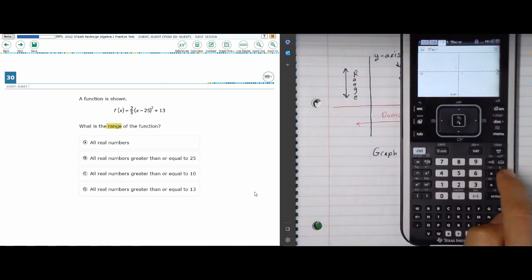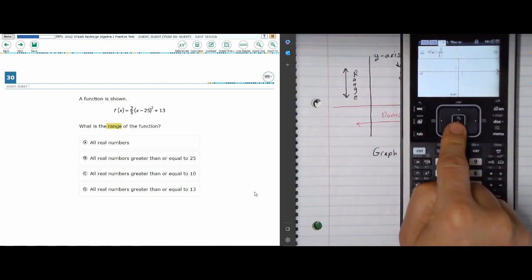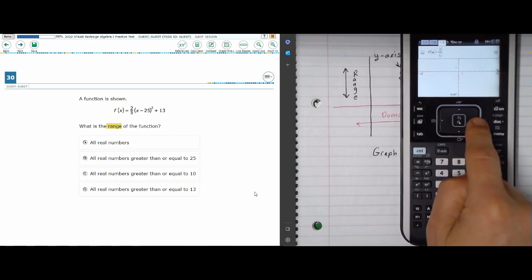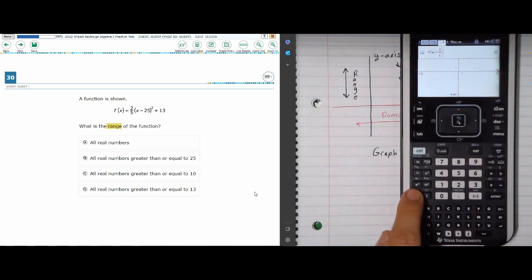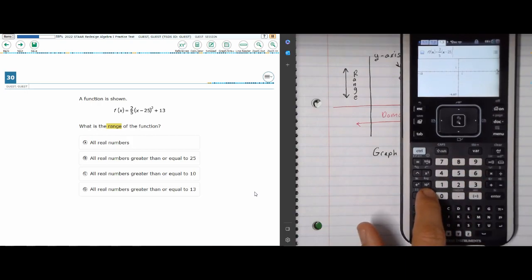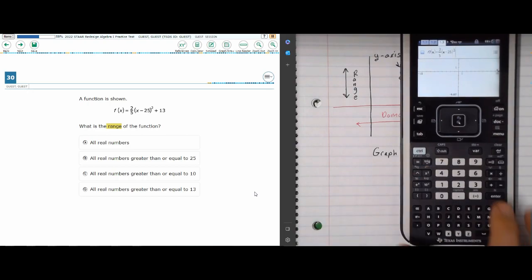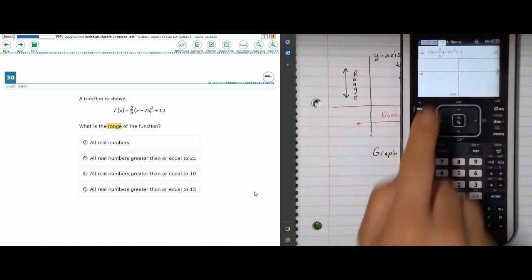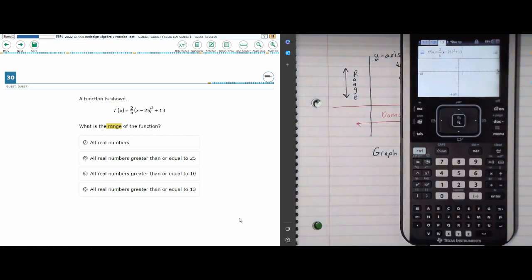So all I got to do is start with my fraction, 2 over 5. And then I'm going to put a parenthesis. And then it says x minus 25. So x minus 25. Close parenthesis. And then it says squared. So put a square symbol. And then plus 13. Notice it looks exactly like what we have on the paper over here. Right? All of this matches right here.